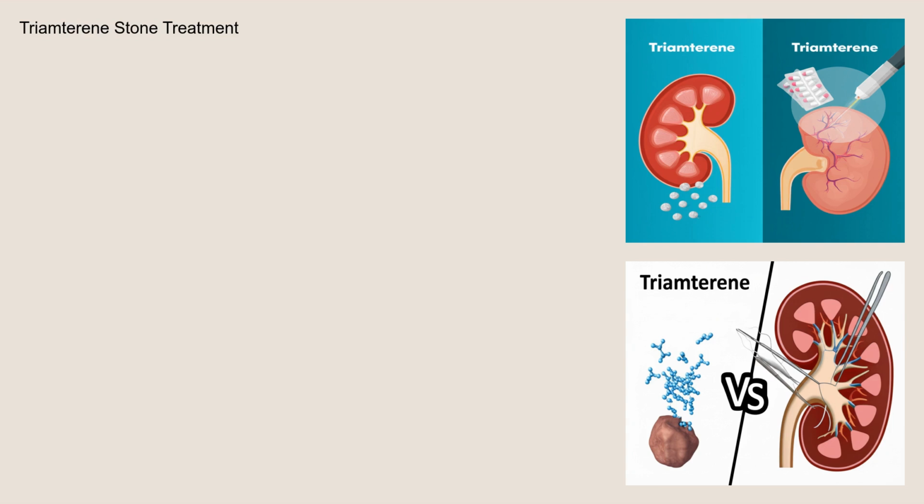Treatment for Triamterene stones depends on the size, location, and symptoms. Small stones may pass on their own with increased fluid intake and pain management. Medications such as alpha blockers can help relax the ureter and facilitate stone passage. Larger stones that cause significant obstruction or pain may require more invasive interventions, such as extracorporeal shock wave lithotripsy, ureteroscopy, or percutaneous nephrolithotomy. If a patient is actively taking Triamterene, the physician will evaluate if the medication can be changed to something different.